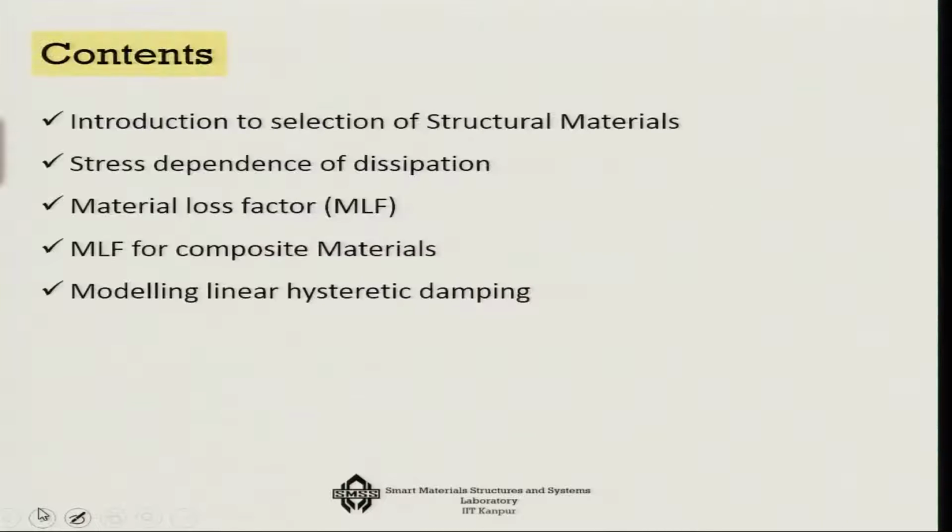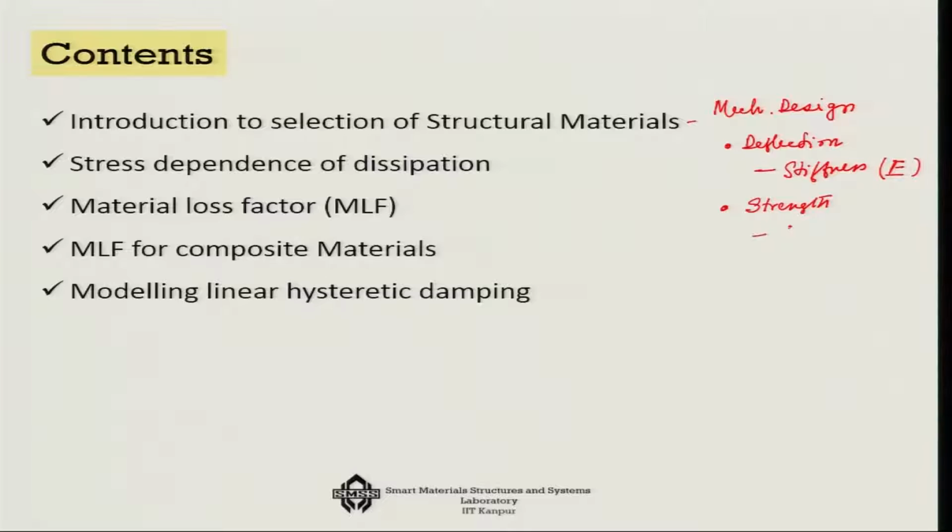Now, towards this direction, I will talk about quite a few things. First of all, I will talk about how to select a structural material from the vibration control point of view, because when we generally choose a structural material for a mechanical design, let us say that this is a mechanical design we are looking for, then we generally choose it from the deflection point of view, where the stiffness becomes important. In other words, this also means that we actually check properties like modulus of elasticity. And there is another mechanical design which is actually strength based design, where things like ultimate tensile strength, shear strength, etc. become important for us.